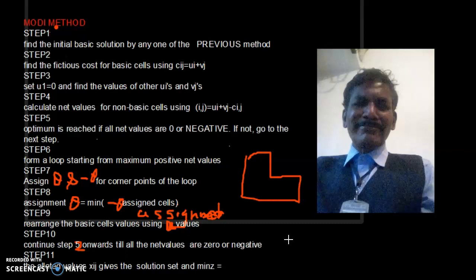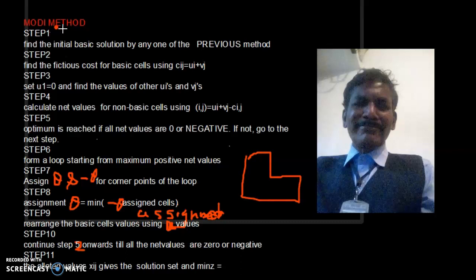If you multiply the solution set by the corresponding transportation costs and add all of them, we will get the very least transportation cost. This particular method we call the MODI method, the modified method of finding the solution for the given transportation problem. So with that, I come to the end of this problem.